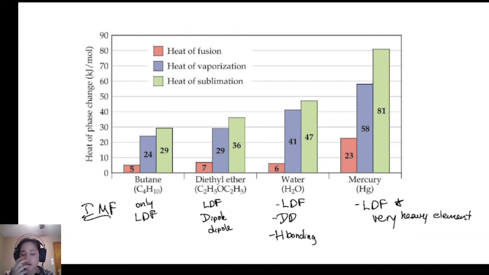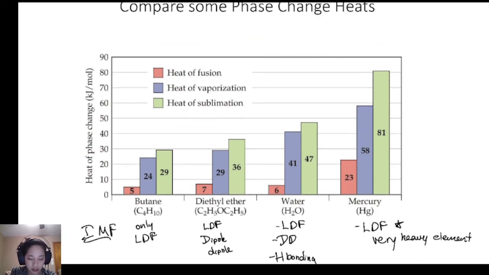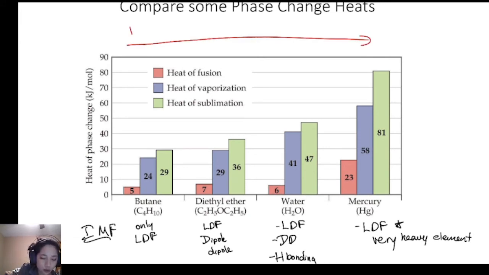So London dispersion forces are very strong in Mercury. All right. So you can see essentially with this whole graph that going from left to right, our total IMFs are increasing. So you can kind of see that if we compare the heats of vaporization, it increases going from a low amount of IMFs to a high amount of IMFs. All of them are increasing, right?